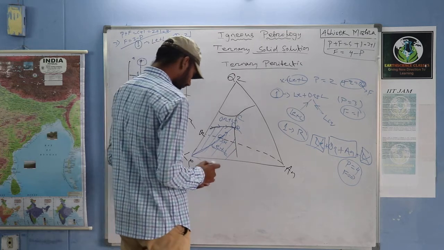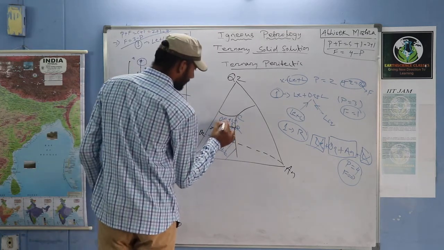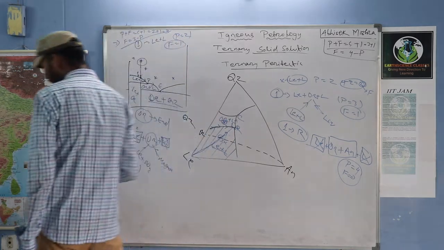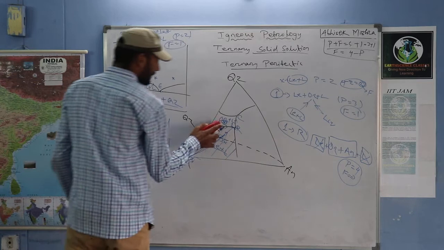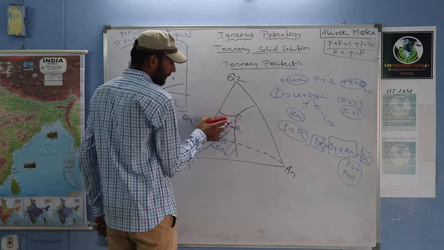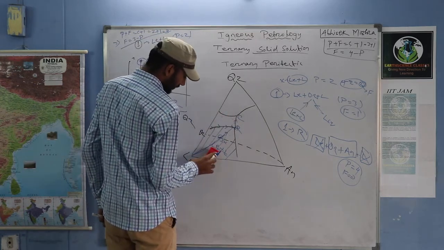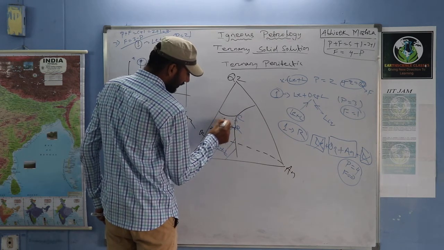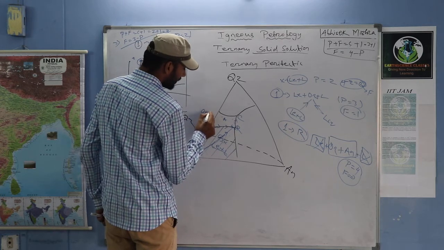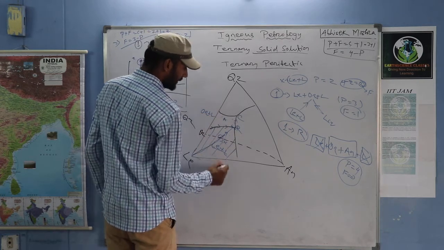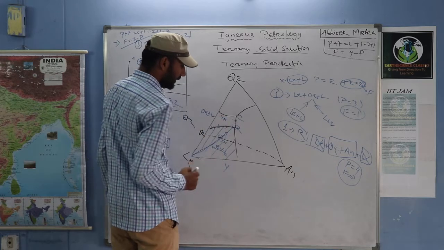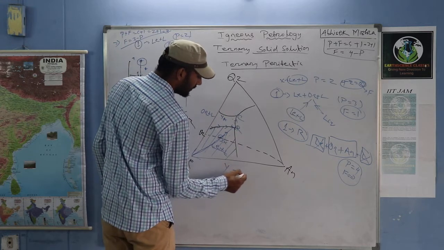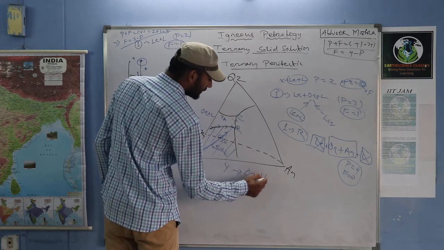Okay. Then I will tell another point here. Let me erase that. Let's say I am taking any point here. This is a field of orthoclase plus liquid. Okay, let's say Y. That is the point Y. So what is the first mineral to crystallize? This is the field of orthoclase plus liquid. So you are getting orthoclase plus liquid.